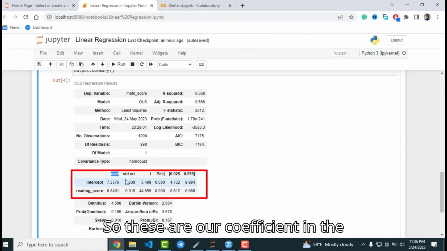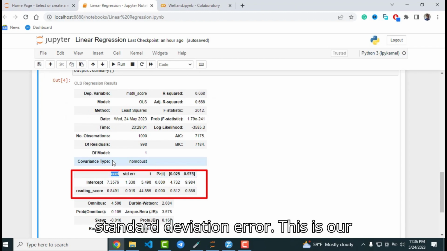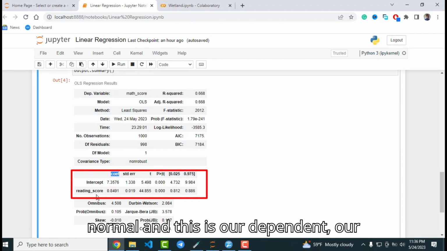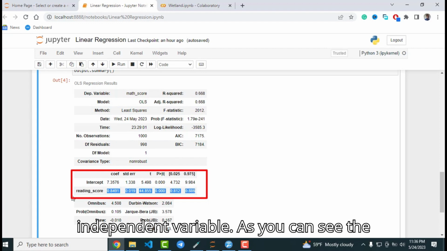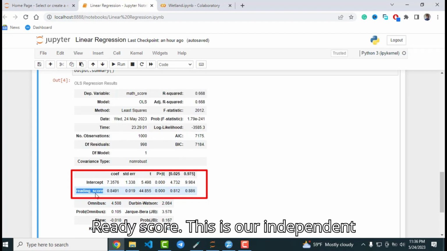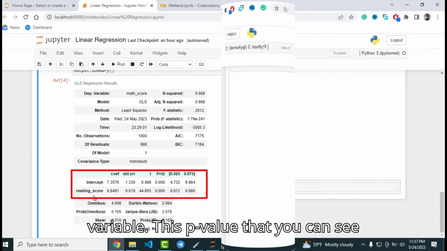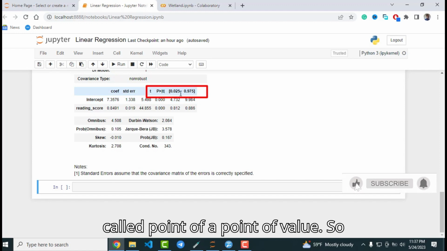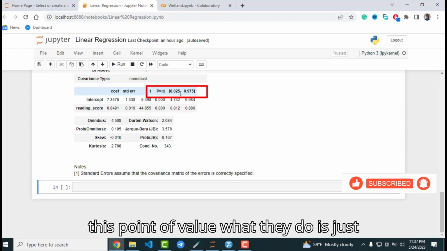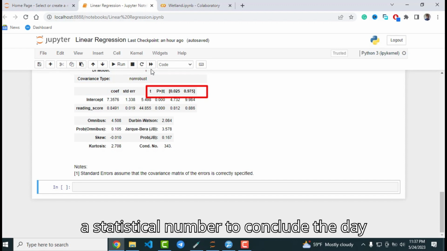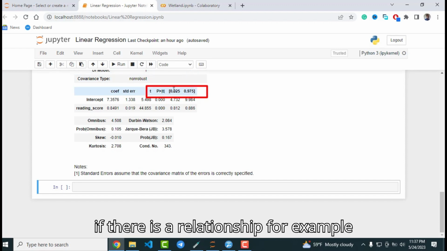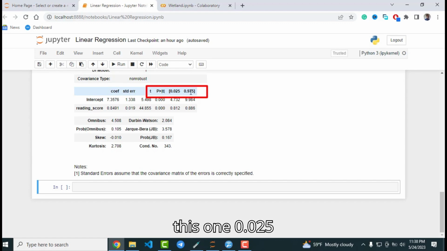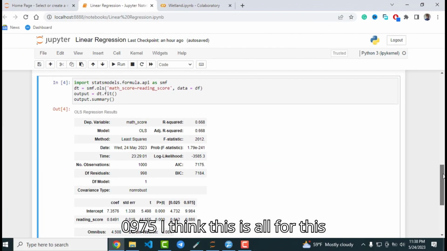So these are our coefficient and the standard error. This is our intercept, and this is our independent variable, as you can see, the reading score. This is our independent variable. This p value that you can see, the t value, these values are called the point of value. What they do is just a statistical number to conclude if there is a relationship. For example, this one, 0.0250975.